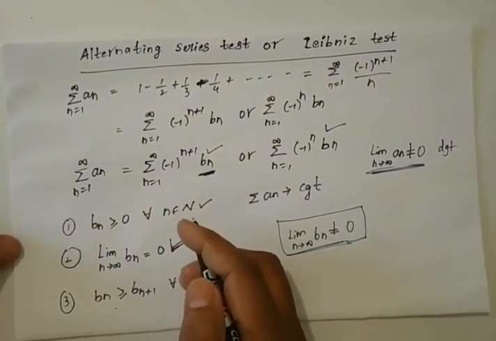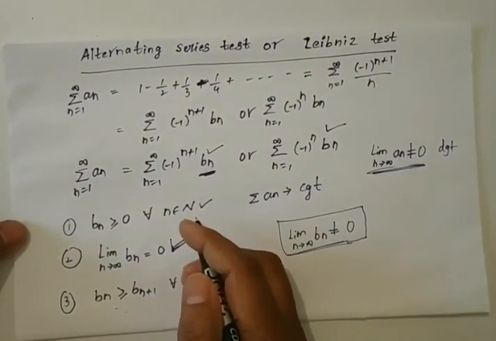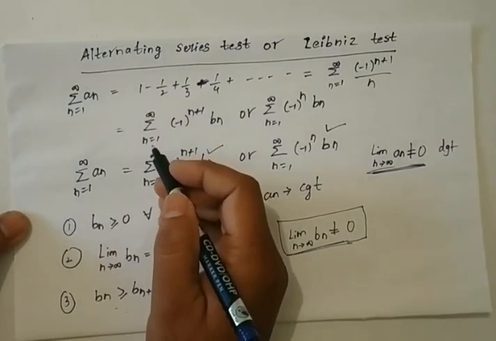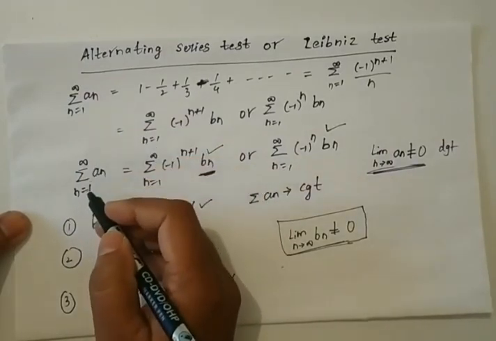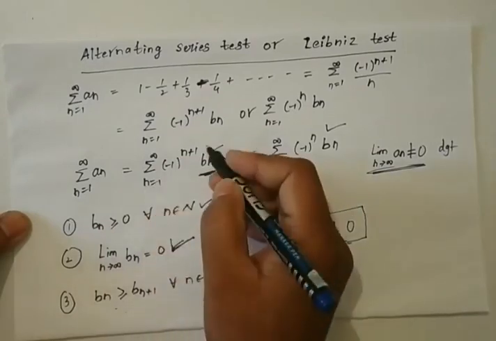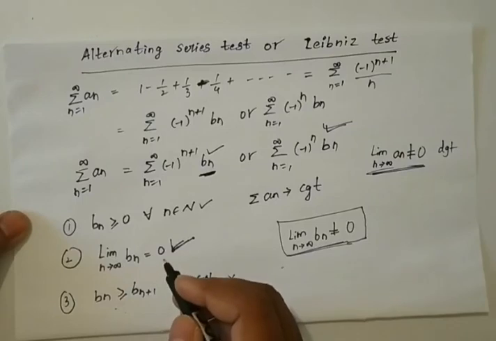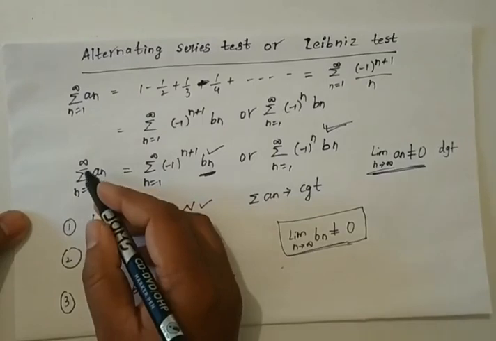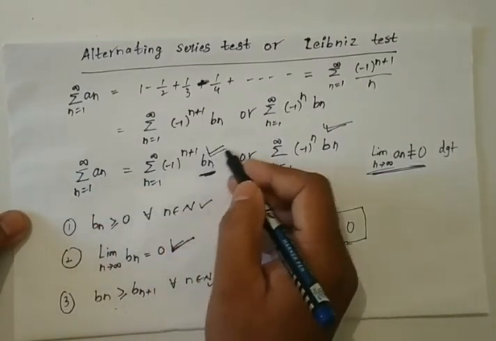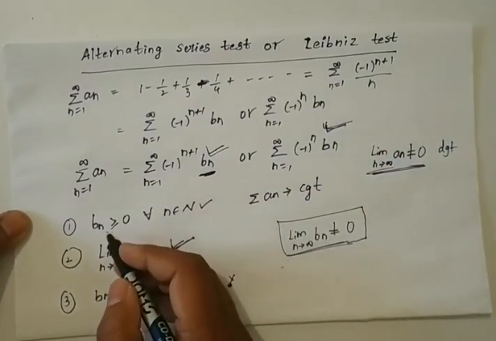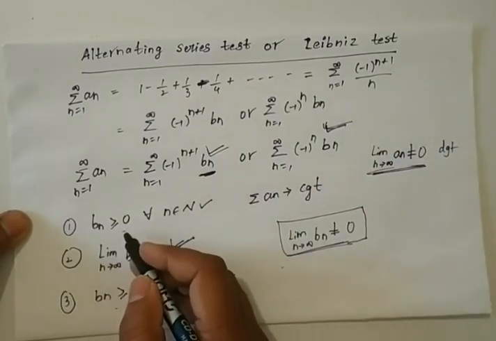Once again I will explain the alternating series test. First let us consider the summation n equal to 1 to infinity of An as a series, which is in the form of either this form or this form. Then what is the first condition? Bn greater than or equal to 0.